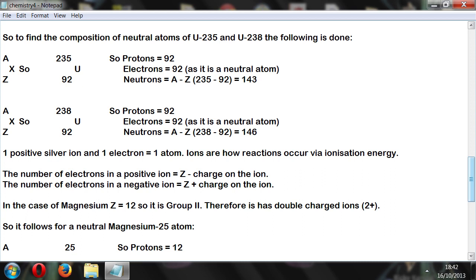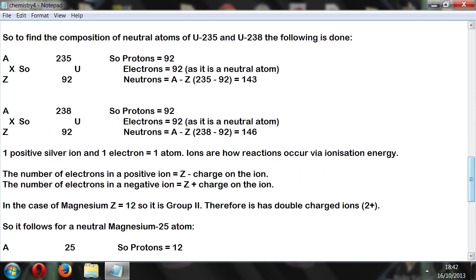Basically you just subtract the charge. You subtract the charge if it's a positive ion, and you add the charge if it's a negative ion. So you could see that as some kind of attraction there.